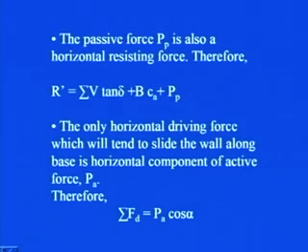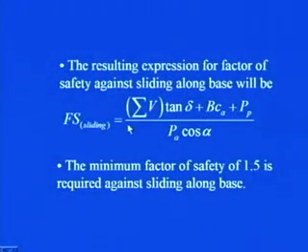The only horizontal driving force which will tend to slide the wall along the base is the horizontal component of active force Pa, which we are representing by PH, that is equal to Pa into cos alpha. Therefore, your summation of Fd, because this term summation Fd you are using in the expression of factor of safety, will simply become Pa into cos alpha. So, your resulting expression for factor of safety against sliding along the base will be equal to summation V tan delta plus B Ca plus passive force, that is Pp, divided by the horizontal component of active force, that is Pa cos alpha.